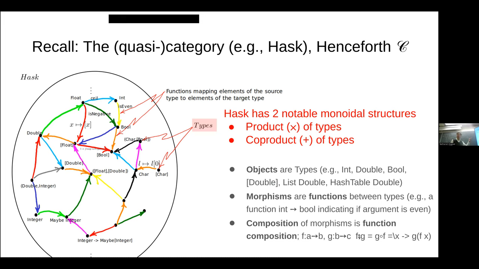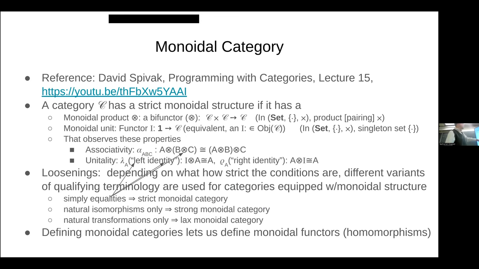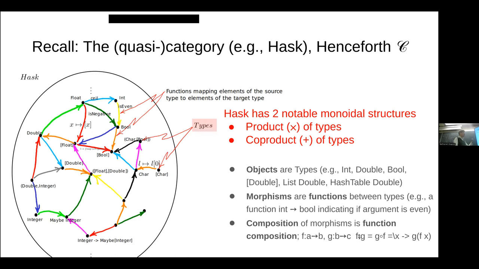In Hask, all objects are what? Types. So the job of the monoidal structure is to map these pairs, int and bool, to another type. So what would be the type for product? What would be the type with an int and bool in Hask? Yes, (int, bool). By the way, there's a comma here, that's what this is. It's a pair, a product. What would a co-product be?